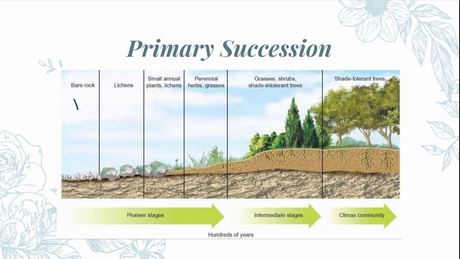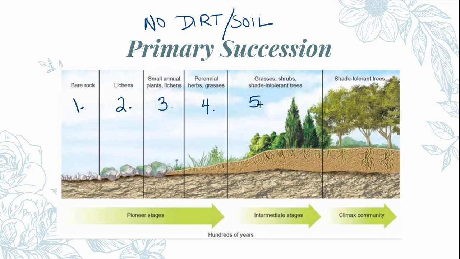Let's look at each of these types of succession closer. Primary succession always starts with bare rock. This means that there is no dirt or soil. This might be after something like a volcanic eruption. You have the bare rock, and then next come lichens or mosses. Then come annual plants. Annual plants are plants that you would need to plant every year. Then come perennials. Perennials come up year after year. Then come many shrubs, and finally some sort of trees.